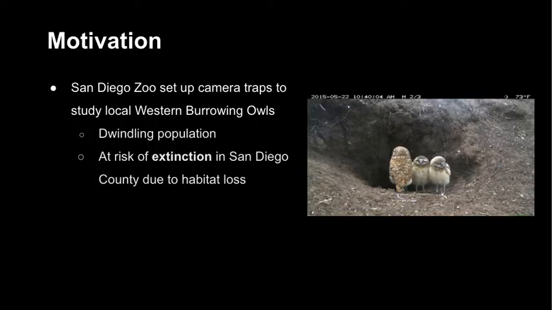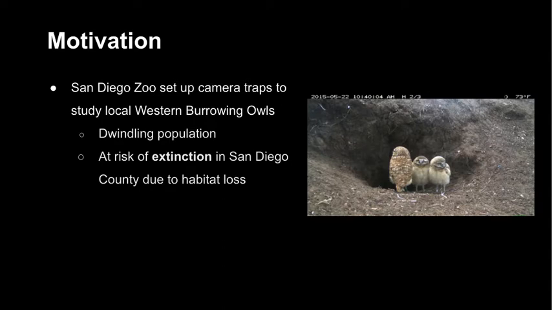So how did this project start? The Engineers for Exploration's scientific collaborators at the San Diego Zoo wanted to better study the western burrowing owl because the local population is rapidly declining and at risk of going extinct in San Diego County due to habitat loss.